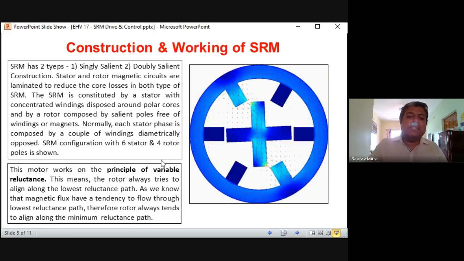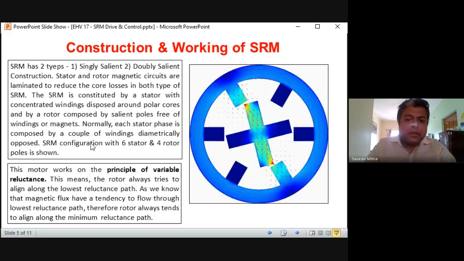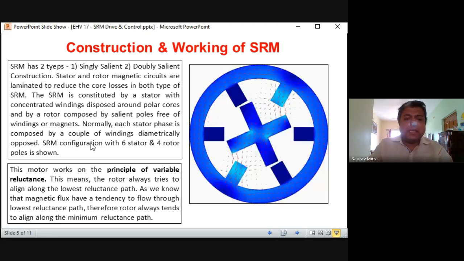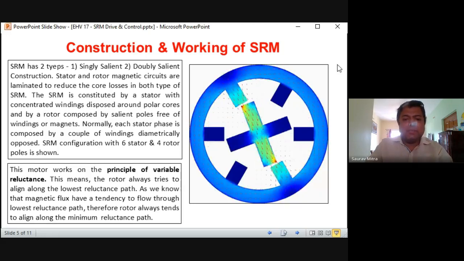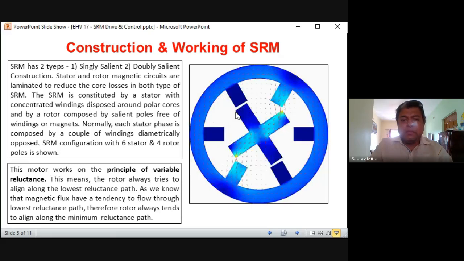So this is a very important thing: there is no magnet and there is no winding on the rotor. Normally each stator phase is composed of a couple of windings diametrically opposite. So this is A and A dash, then B and B dash, and then C and C dash. An SRM configuration with 6 stator and 4 rotor poles is shown here.